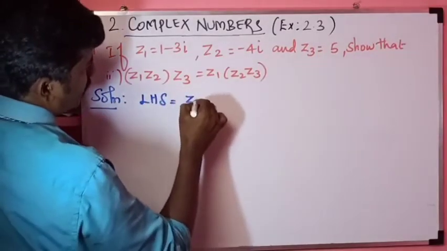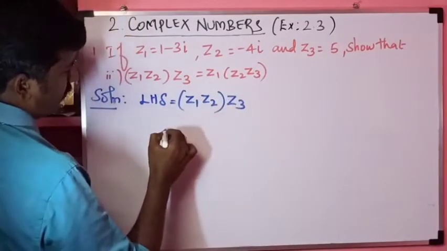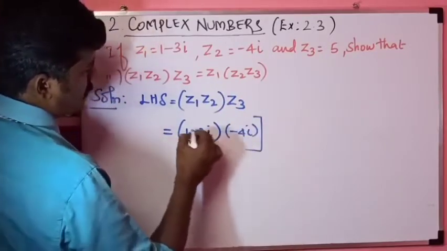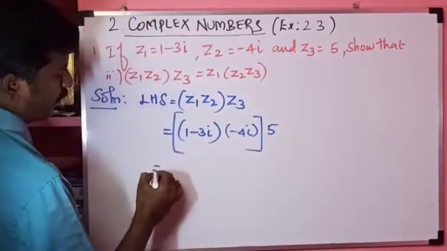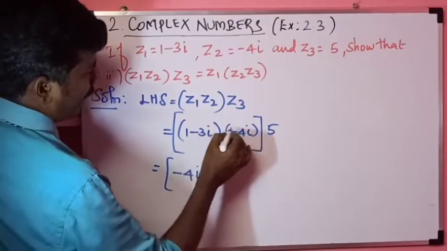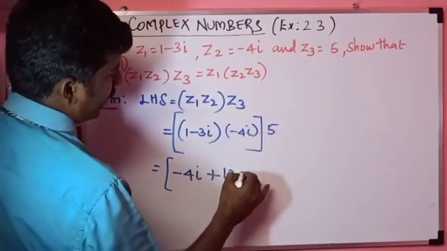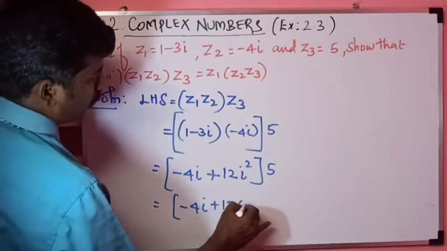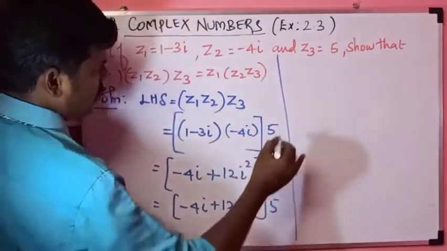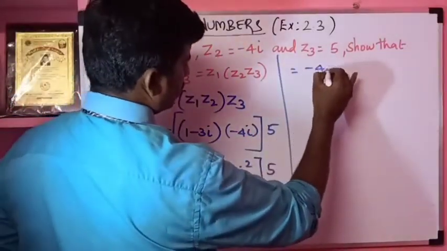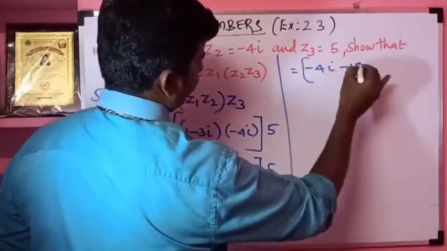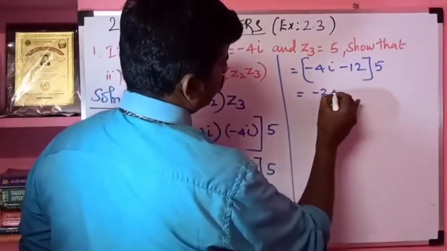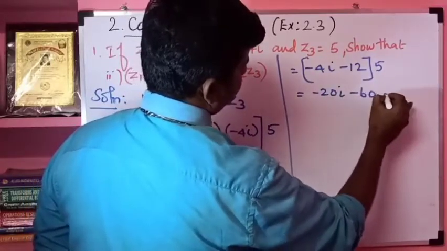The LHS is equal to (z1 z2) z3, which is equal to, what is z1? (1 minus 3i) into z2, minus 4i, the whole bracket, into z3, which is 5. Now 1 into minus 4i is minus 4i, minus into minus plus, 3 fours are 12, i into i is i square, into 5. So this is minus 4i plus 12 into minus 1 into 5, which is equal to minus 4i, plus into minus, minus 12, into 5. Here minus 4i into 5 is minus 20i, and 12 into 5 is 60. So this is equation 1.